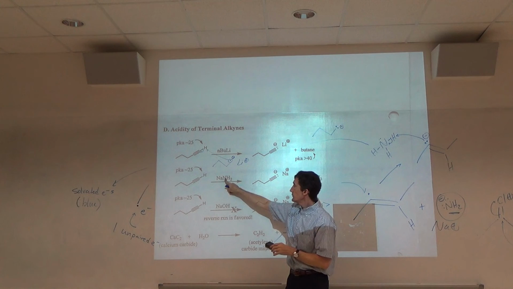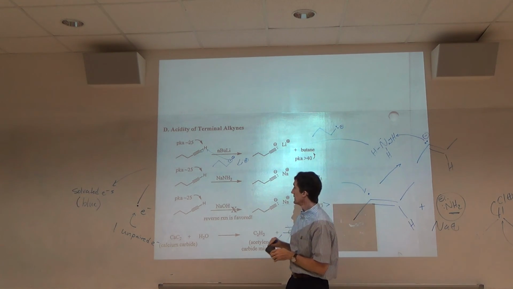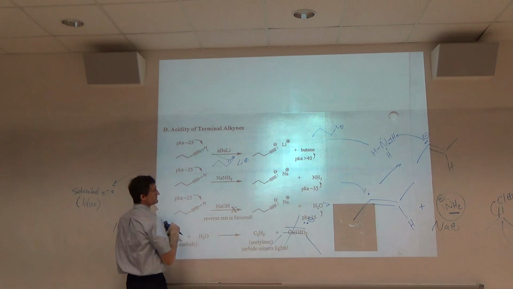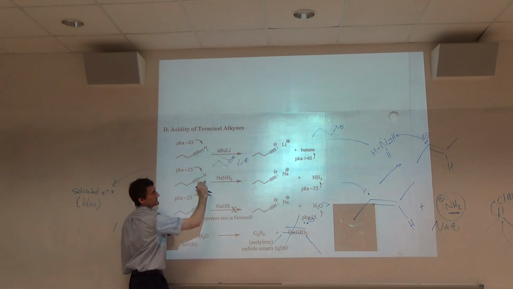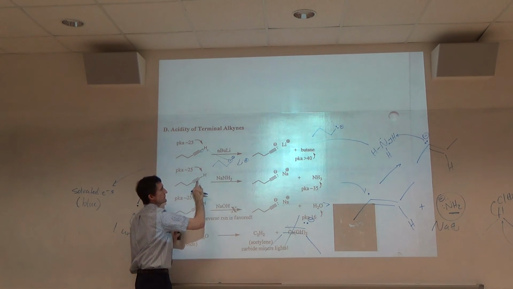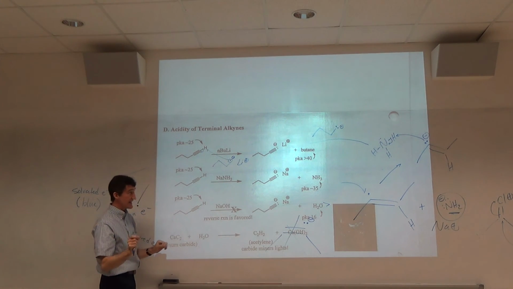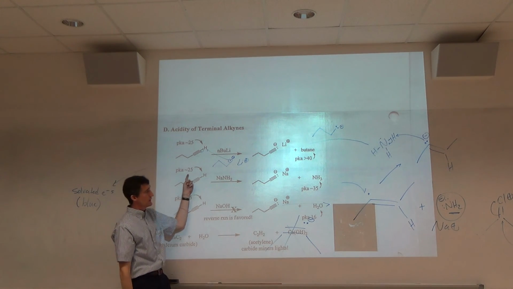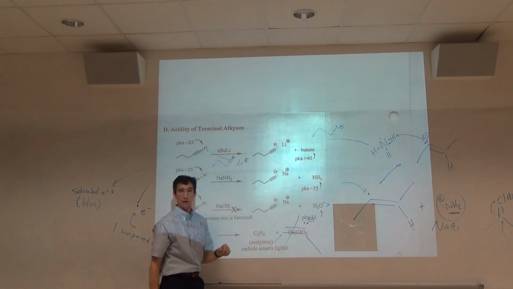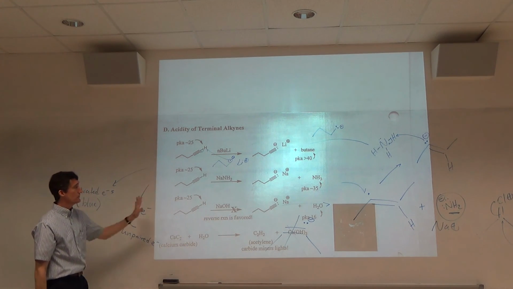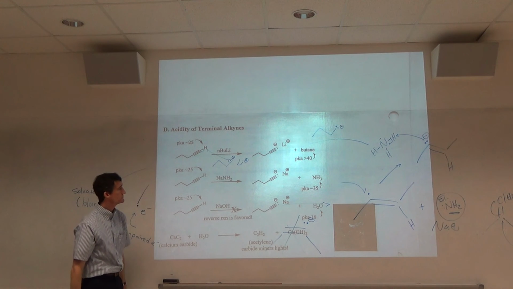NaNH2 will also do it. That's what we formed in the previous reaction. The nitrogen will take it and will form ammonia. The sodium will sit with the minus. Ammonia has a pKa of 35 as an acid, 25, which is favored? 35 is favored. So that reaction will work.